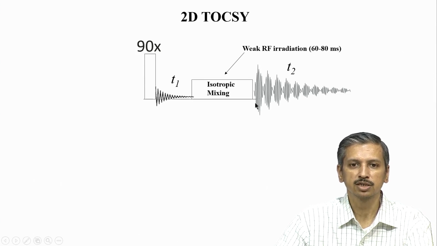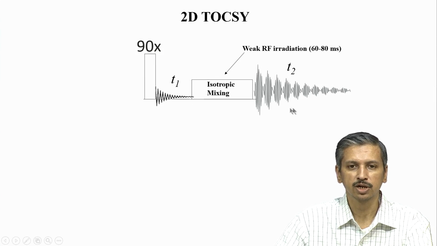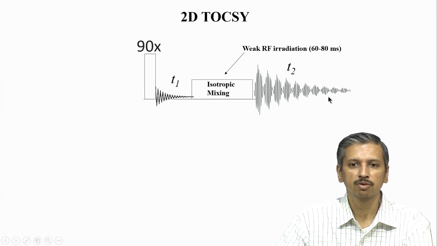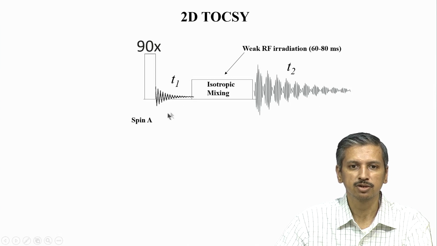Once this magnetization has been transferred from A, as we will see diagrammatically shortly, all the way up to a far away proton, all those protons now start evolving during t2. And therefore, by transferring magnetization from one proton to another proton far away, we have correlated their chemical shifts. So, let us look at it a little bit more in detail. This is shown as spin A. Spin A is excited by a 90 degree pulse. It evolves by its chemical shift, omega A t1.